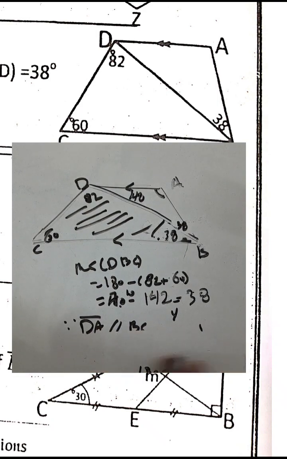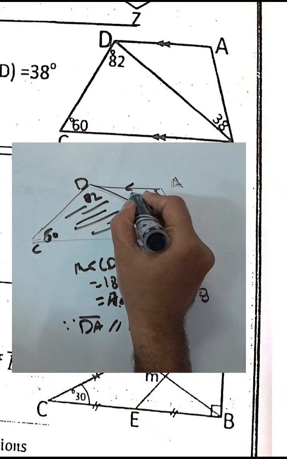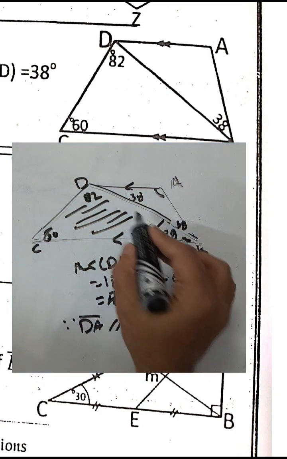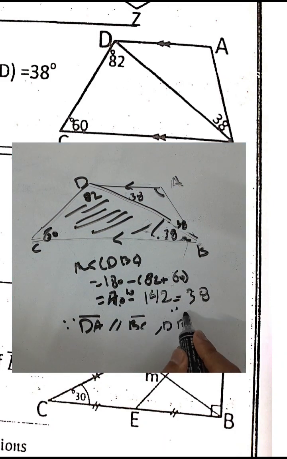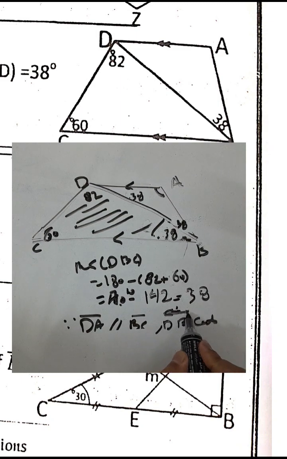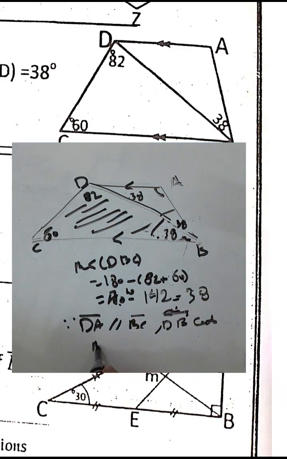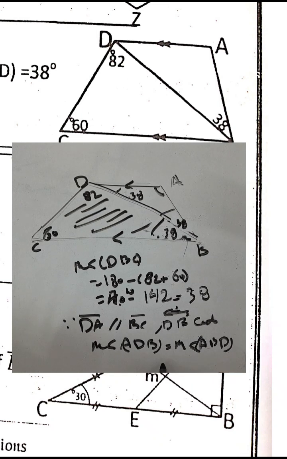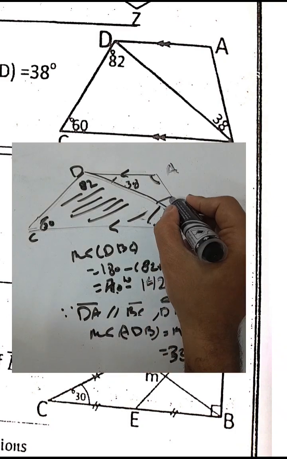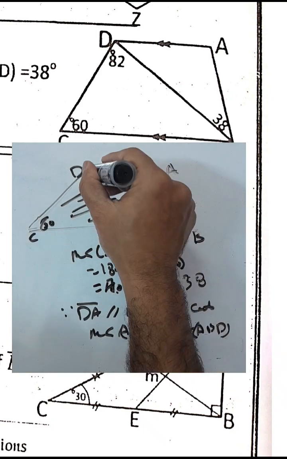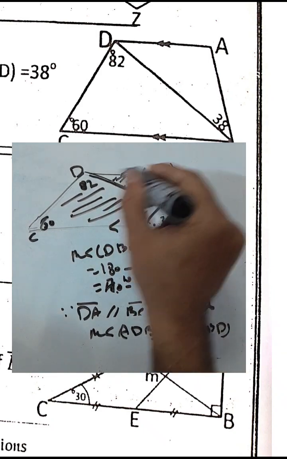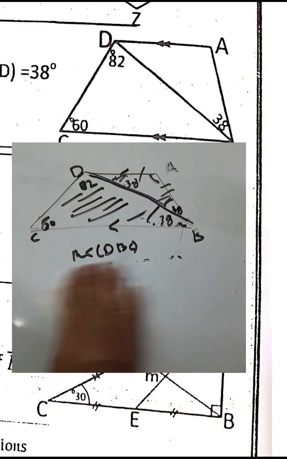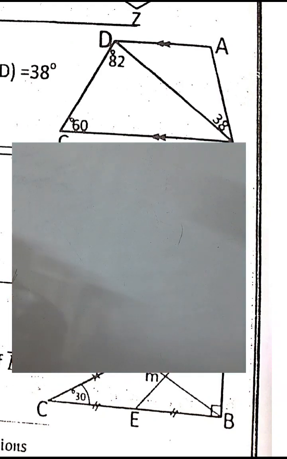Okay, then we have 38 again. It's parallel, and DB cuts them as a transversal. Then the measure of angle ADB equals the measure of angle ABD, equal to 38 degrees. Then this triangle will be isosceles, because we have two angles in the base equal in measure. The measure of the angles in the base is 38.